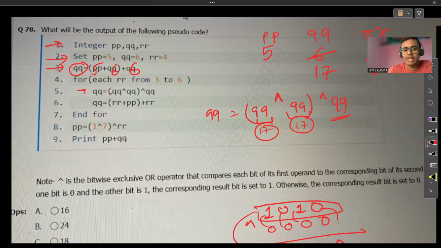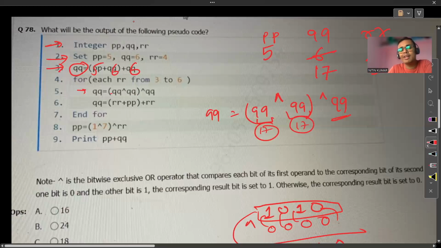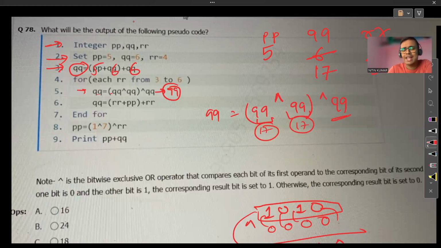So this concept is very important for you to learn. Same value XOR will get me 0, and 0 XOR any value will get me the value itself. So 0 XOR QQ will get me QQ. So QQ is being stored in QQ itself.